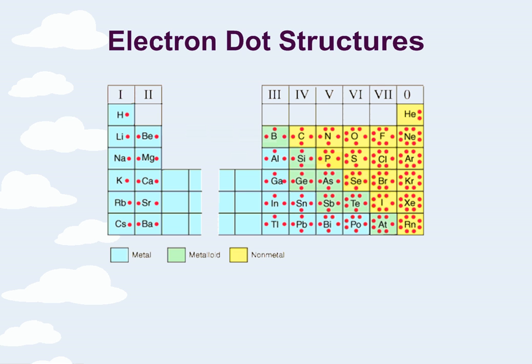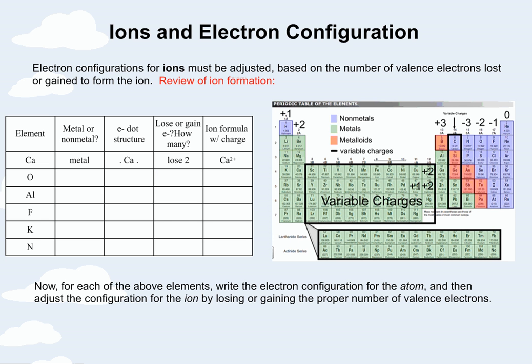Here's a diagram of the electron dot structures for all the different atoms in those groups. So notice here that they all have the same number of dots, except helium is kind of the oddball. Like I said, it would fit nicely right above beryllium.